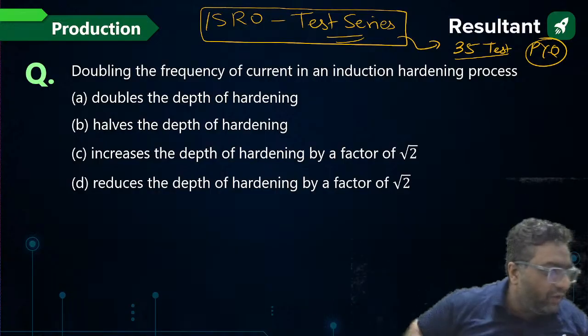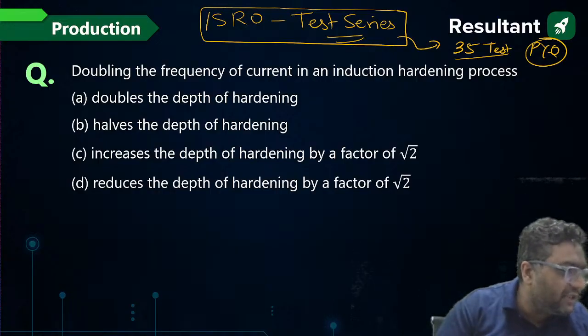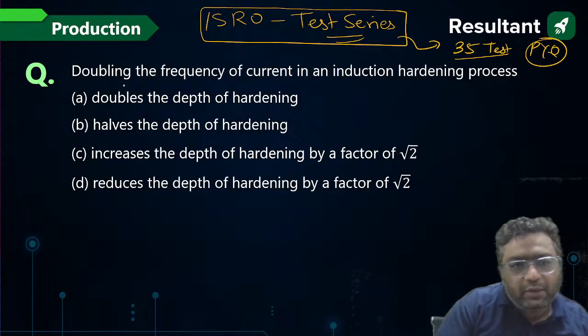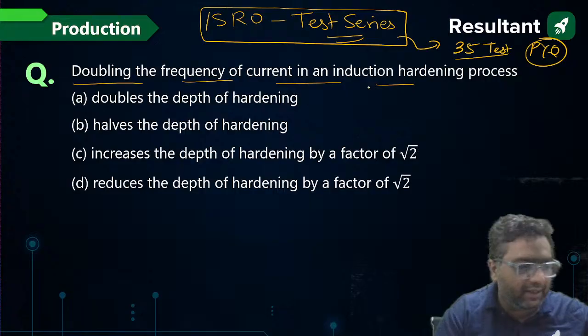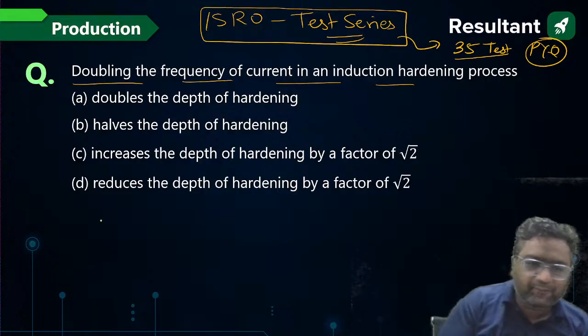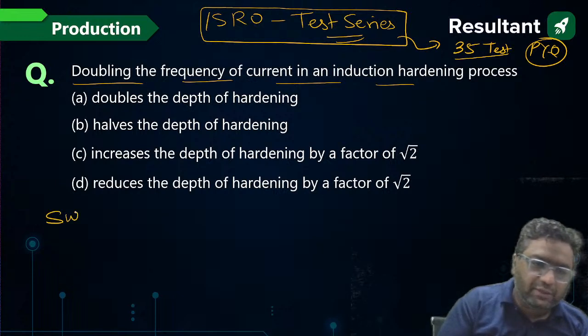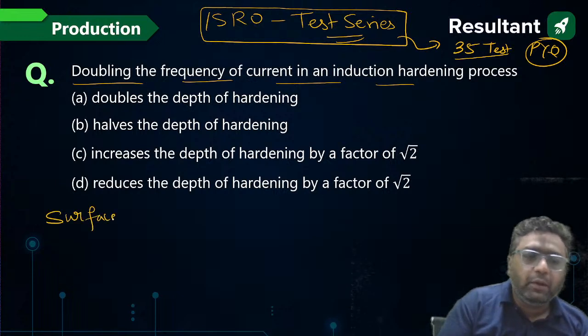The answer is C for that also. So, dear, the question is: doubling the frequency of current in induction hardening. When we talk about processes in material science, there is a process called surface hardening. I am having a small discussion of some basic things which will also help you.